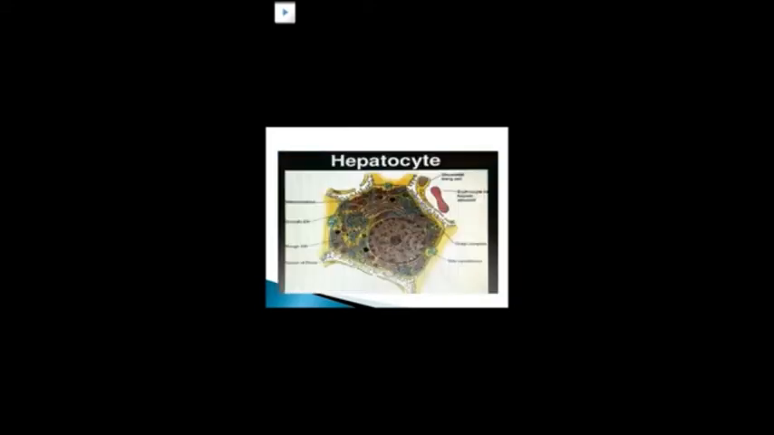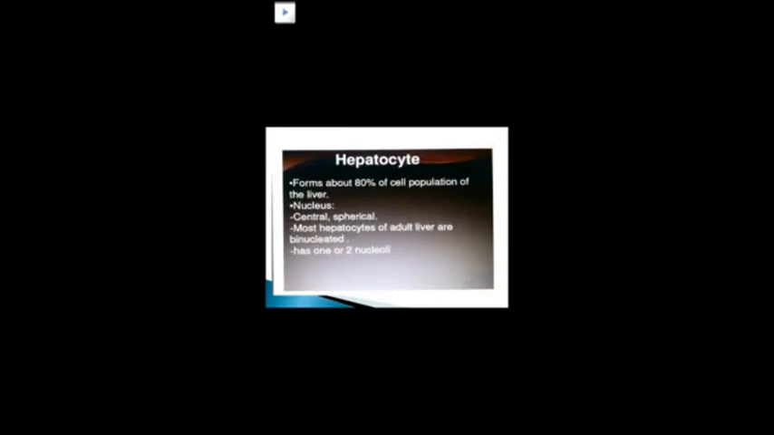So this is again the ultrastructure of these hepatocytes with the Golgi complex, bile canaliculi, space of Disse, the rough endoplasmic reticulum, the smooth, the mitochondria, all are important parts of this particular cell. So coming to hepatocyte, this forms about 80% of the cell population of the liver, the other being contributed by the stroma, the Kupffer cells, the Ito cells, so all of the cells.